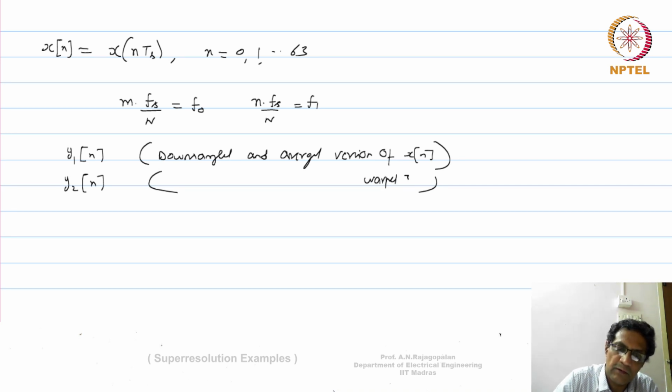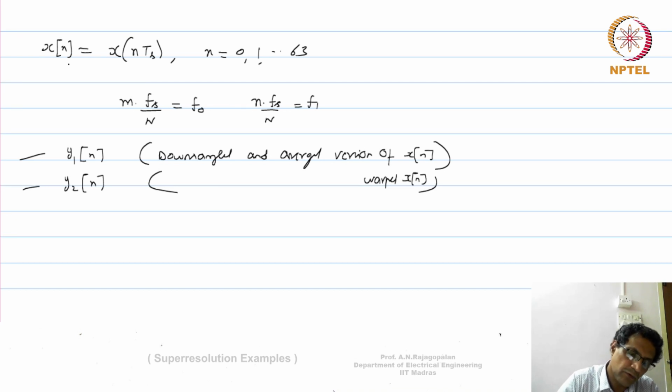Okay, now we have to assume some value for, say, delta x for this, so that you can apply the warp matrix and get y2 of n. Now if you interpolate y1 or y2 to the size of xn and try to compute the DFT of y1 and y2, you will not be able to see those two peaks. Okay, because you lost them because of downsampling and averaging, right?